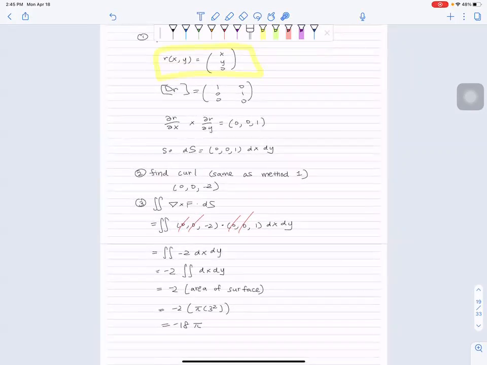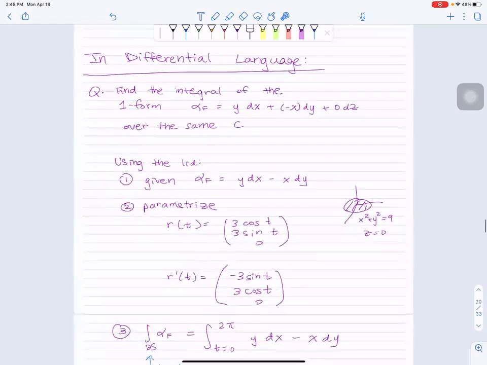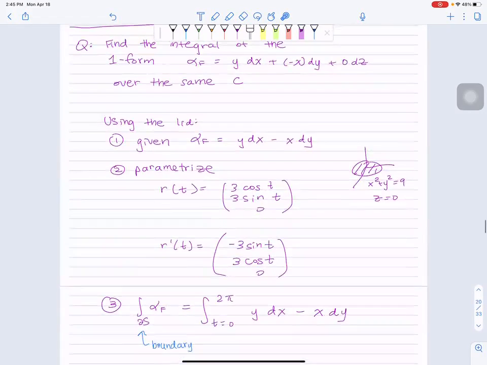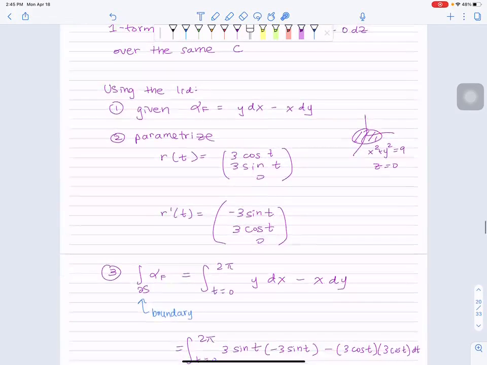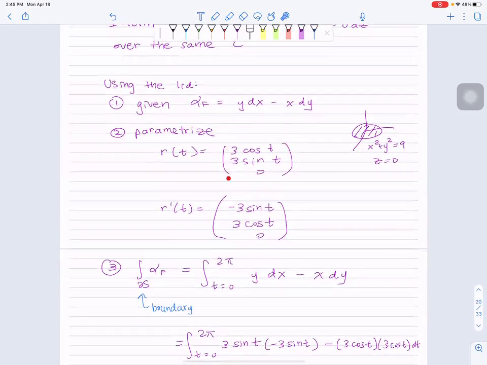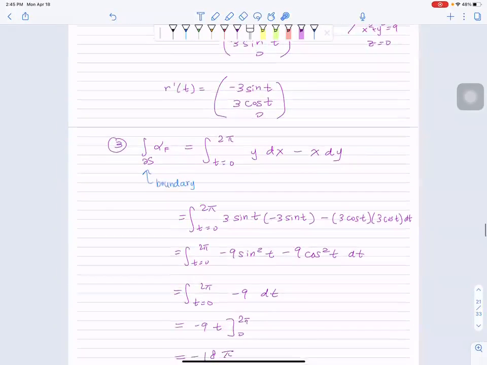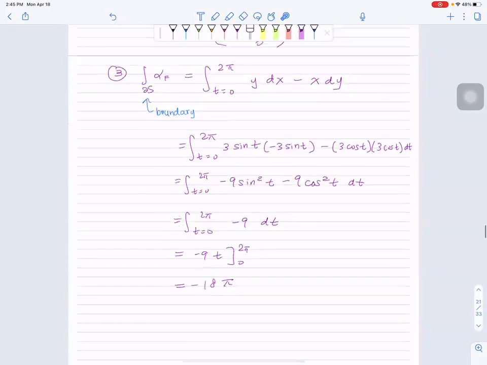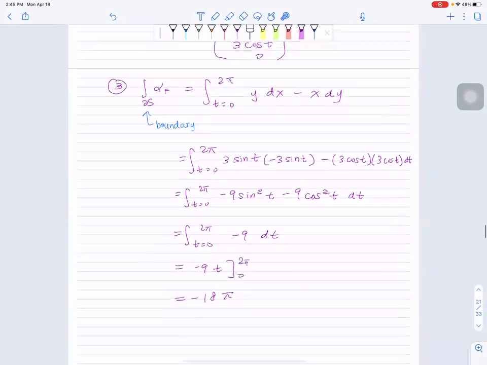Okay, so that was all in vector language. If you wanted to know how to do this exact same problem in differential form language, you have the same exact thing. If we choose to parameterize that circle, we can parameterize it with t now, one variable, because we had two variables, x and y. But we could choose to parameterize it as t, and then we follow the one form definition. And you do get the same exact answer anyway.